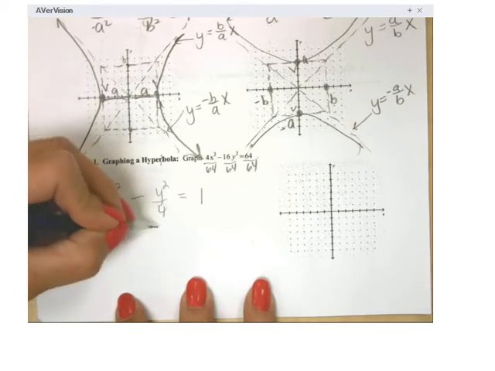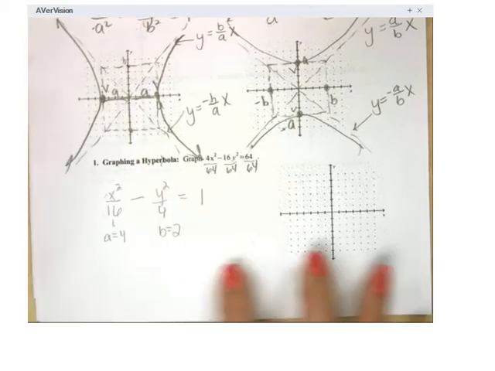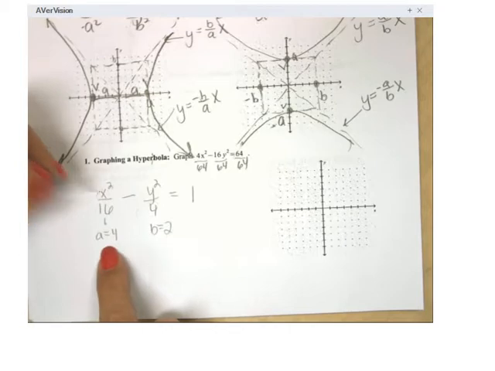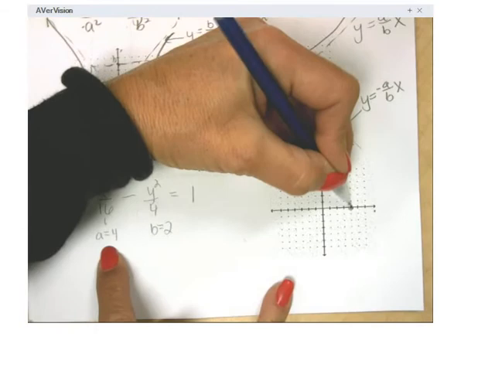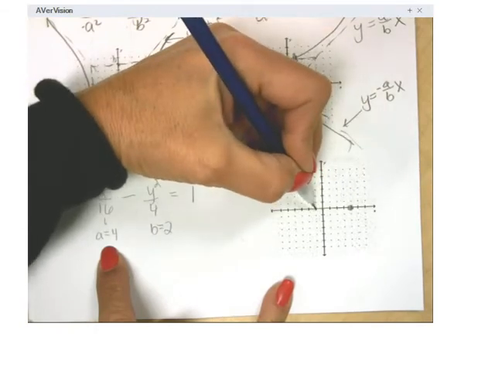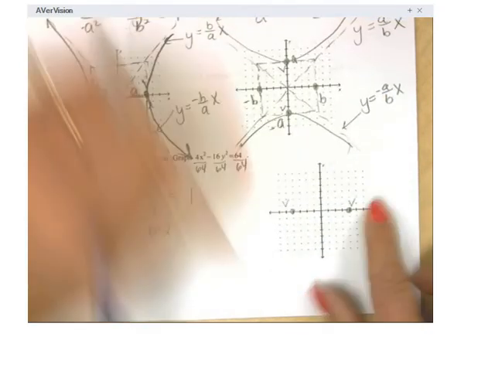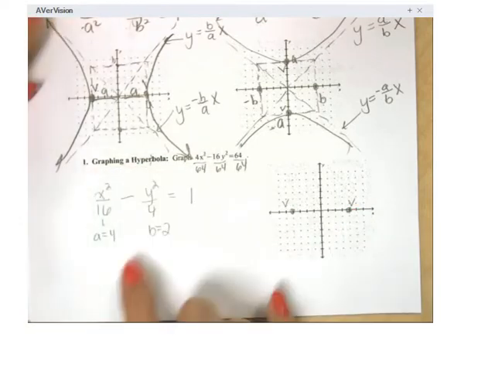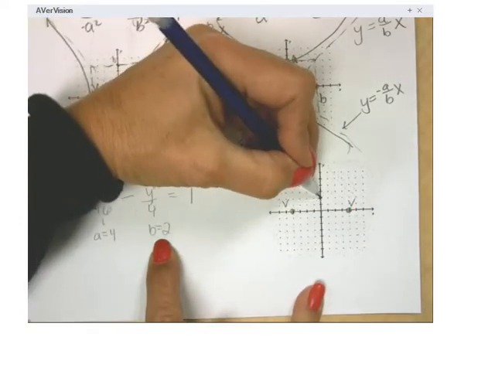I know this guy is a squared. I know that guy is b squared. So if that is a squared, I know a is equal to 4. And if that's b squared, I know that b is equal to 2. Now, in the x direction, I'm going to move 4 units from the center. And the center is here. I'm going to use 4 units this way, and I'm going to move 4 units this way. 1, 2, 3, 4. These will be vertices. The transverse axis will be 8 units long.